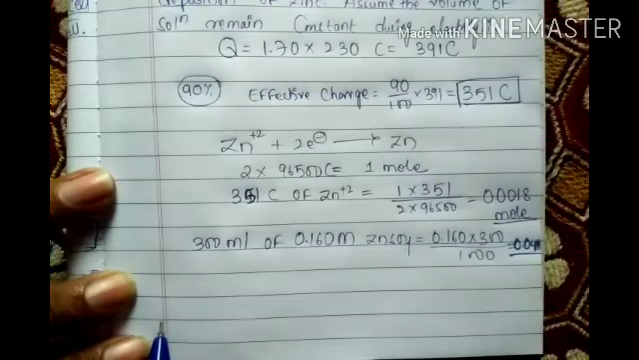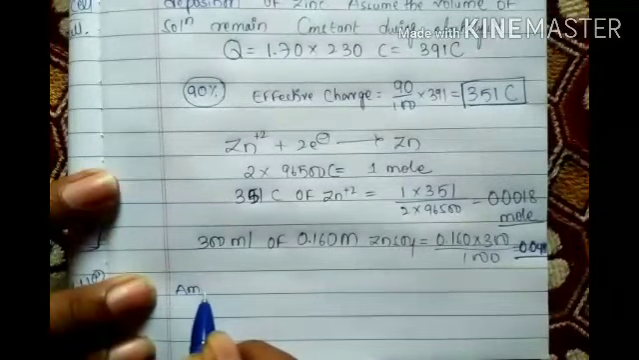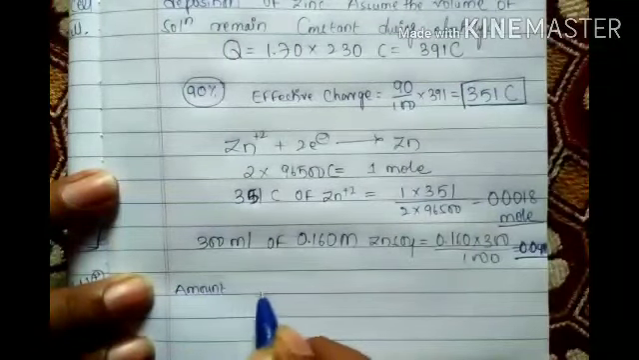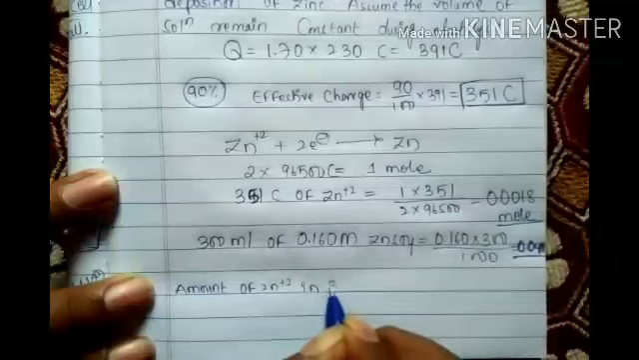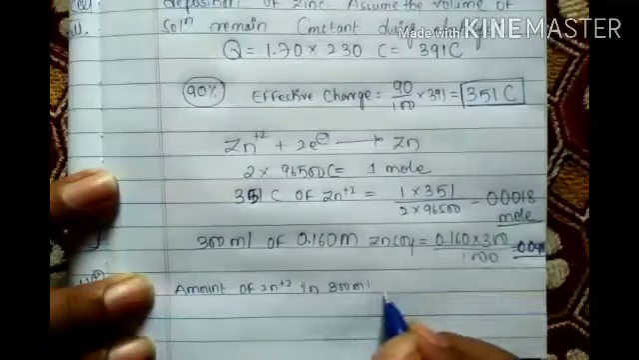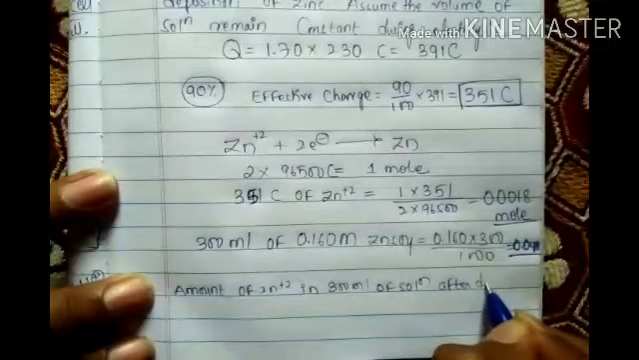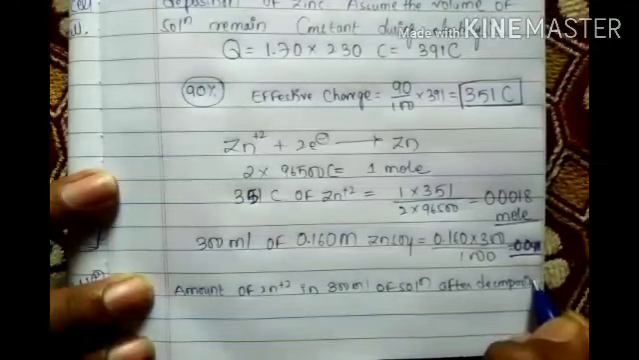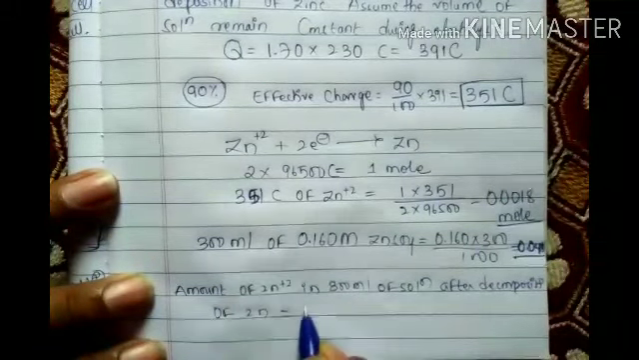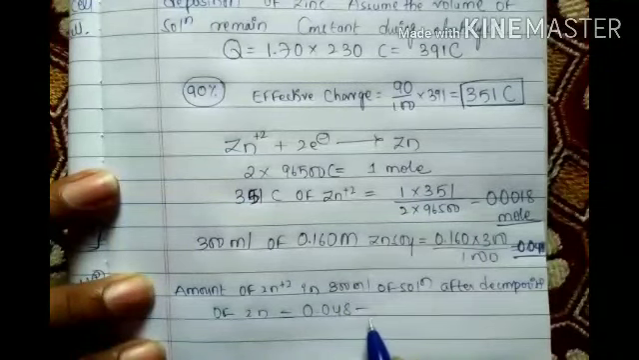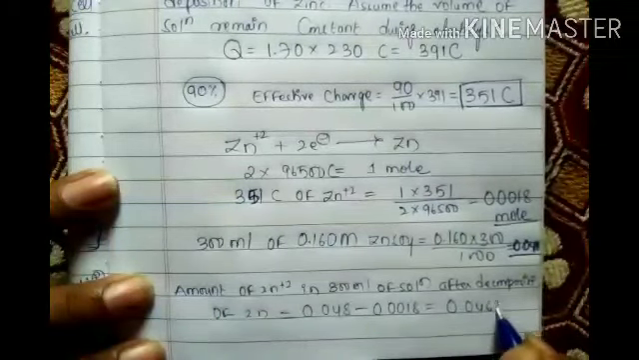Okay. Now the amount of Zn plus 2 in 300 ml of solution after decomposition of Zn is 0.048 minus 0.0018. How much? That is 0.0462 mole.